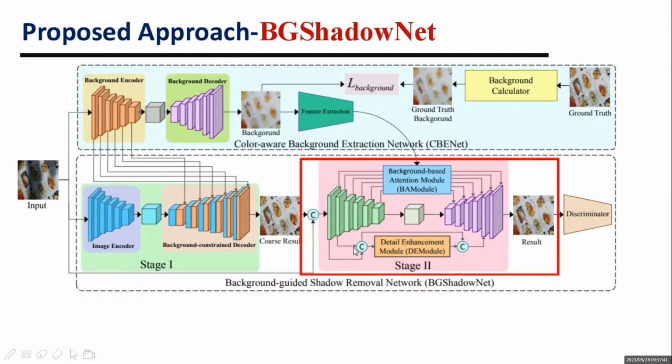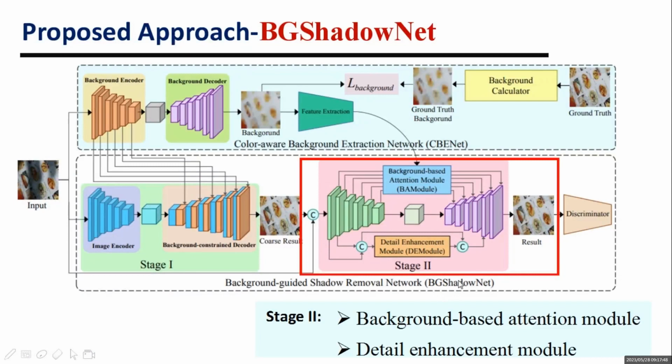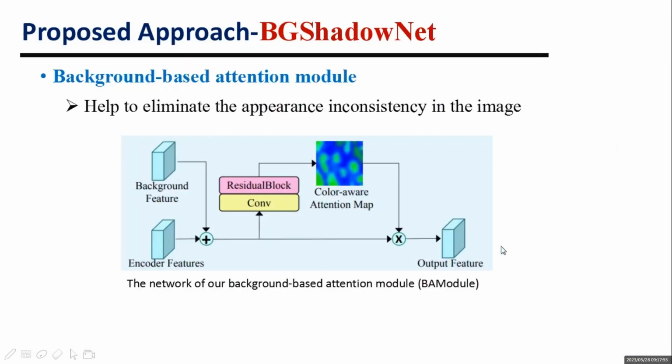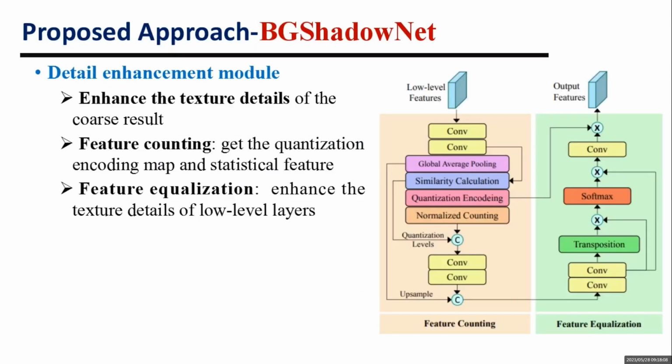Stage 2 embeds a background-based attention module and a detail enhancement module into the encoder-decoder network and is used to improve the coarse result and produce the final shadow-free image. The background-based attention module in the network aims to eliminate the illumination and color inconsistency in the image by using the attention mechanism. The detail enhancement module aims to enhance the detail features at low-level scales. Our DE module consists of two parts: feature counting to obtain the statistical information for low-level features, and feature equalization to enhance texture details of low-level layers.